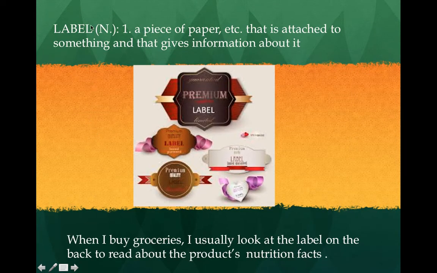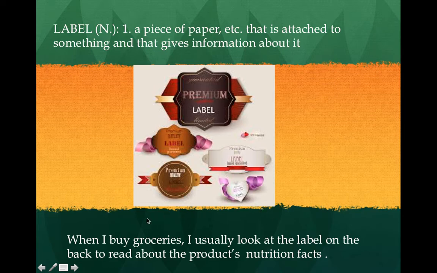First definition of label used as a noun is a piece of paper, a piece of sticker that is attached to something and that gives information about it. Let's look at the example. When I buy groceries, I usually look at the label on the back to read about the product's nutrition facts.